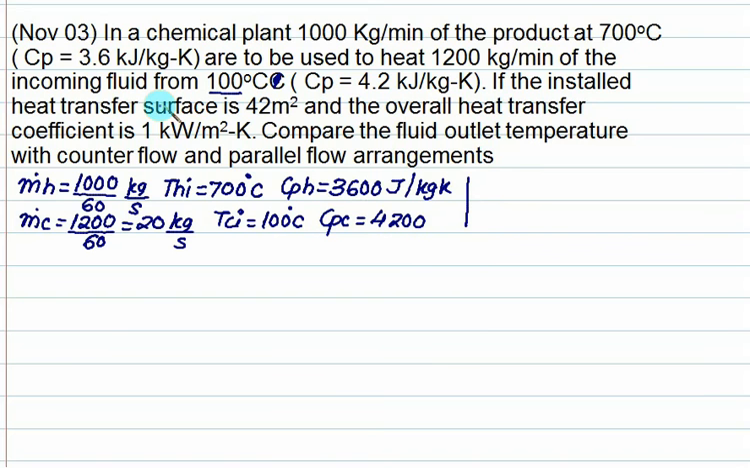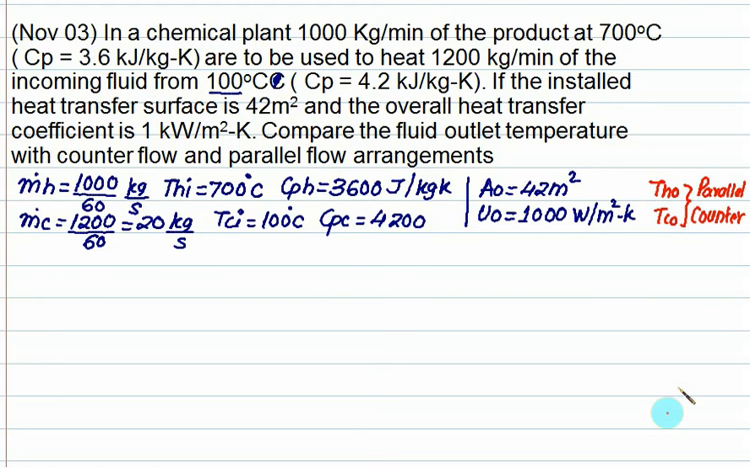The installed heat transfer area is A0 equals 42 and overall heat transfer coefficient U0 is 1 kilowatt. You have to compare the fluid outlet temperature for counter and parallel. You have to find out Tco for both cases, parallel and counter.